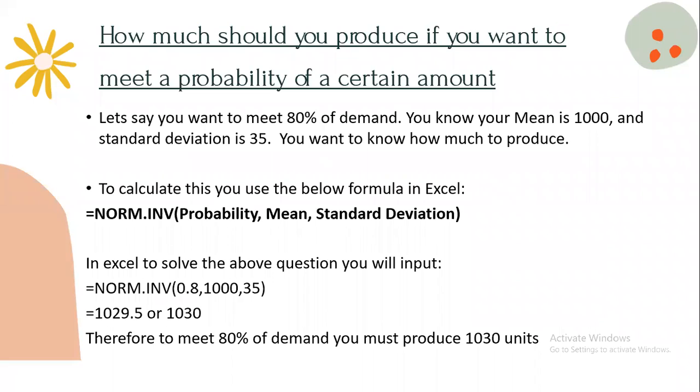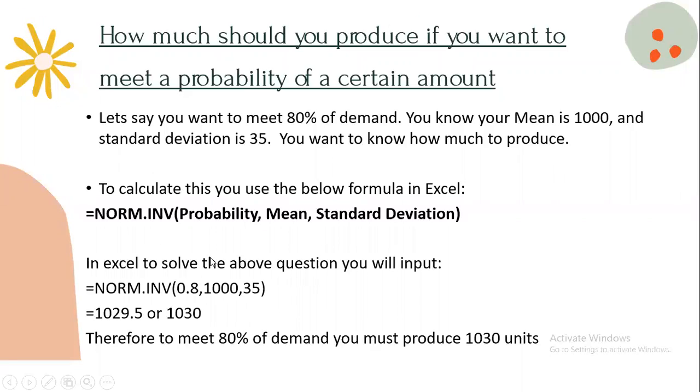All right, now next, I'm going to be talking to you about another very important question that probability can be used to solve. And that question is, how much should you produce to meet a probability of a certain amount? So again, let's just dive into an example, because usually with math related, Excel related questions, I've noticed that the easiest way to understand is actually by doing an example. So here is the example.